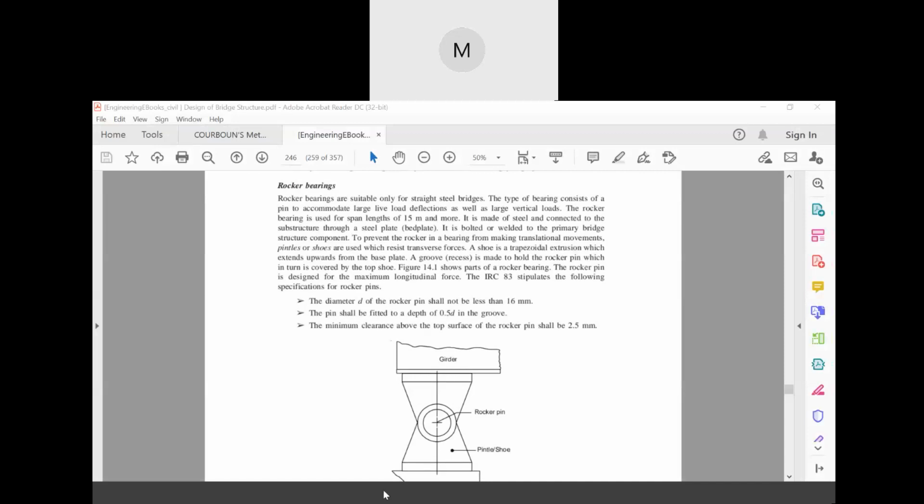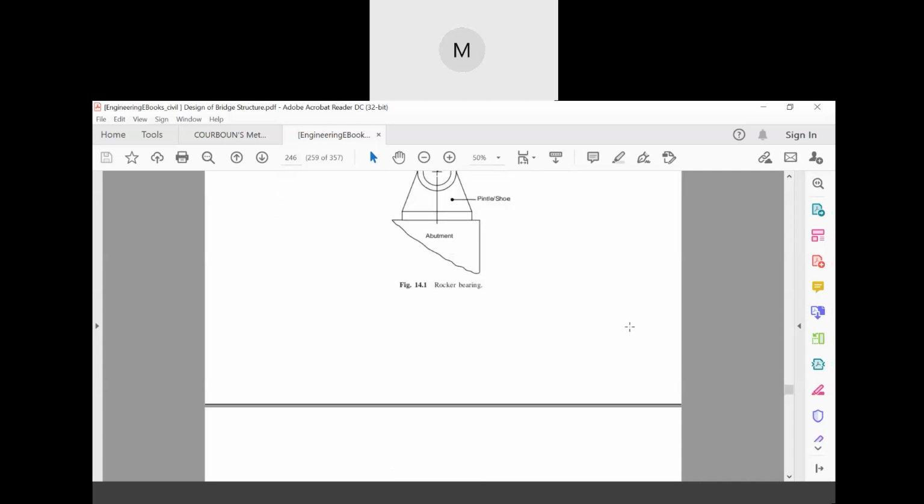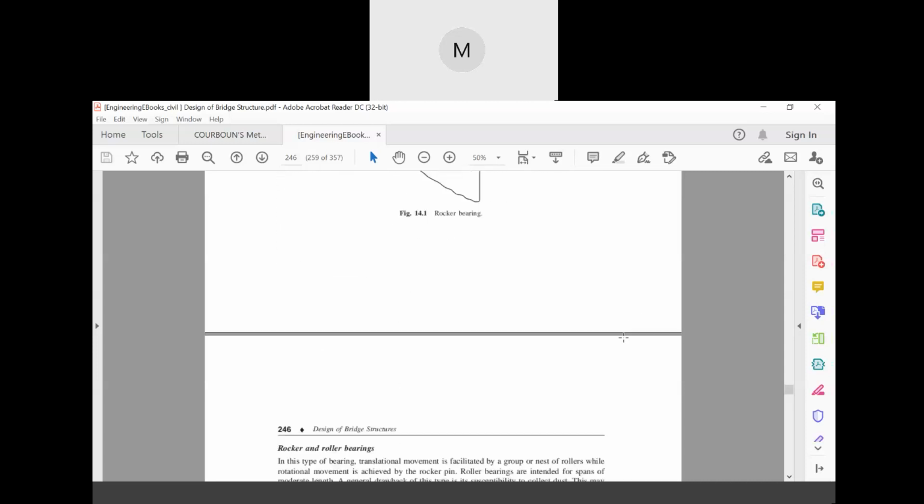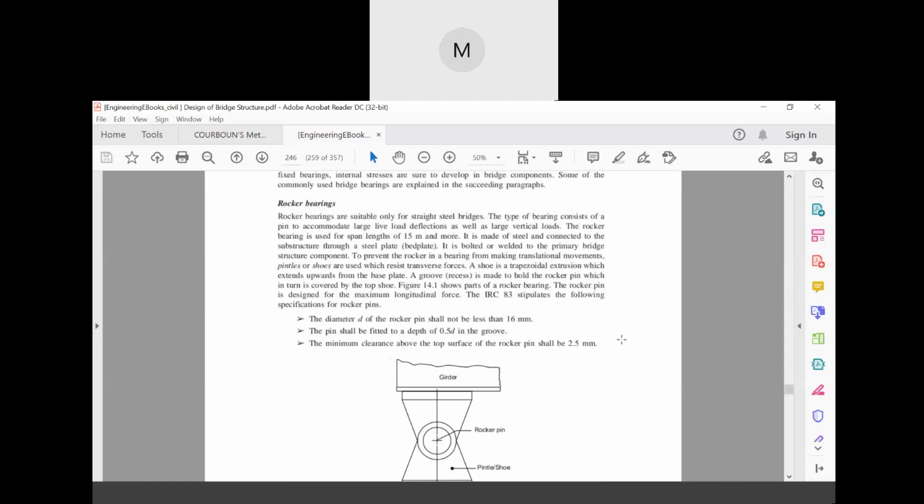as well as vertical loads. The rocker bearing is used for span lengths of 15 meters and more. So these rocker bearings are used for span lengths of 15 meters and more. First of all, let me show you a video in order to clear the concept of bearings.